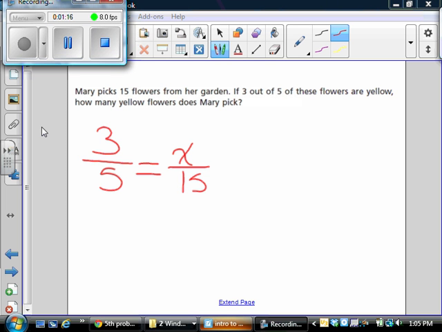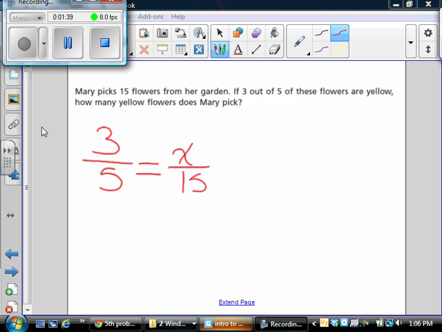Out of the number she picked, so if she picked 5 flowers, how many are going to be yellow? Okay, if she picks 10, how many are going to be yellow? And if she picks 15, how many are going to be yellow? 9. Now, you're not doing that way, you could set up a graph for that. Why did you set it up like this? How are you going to solve it?